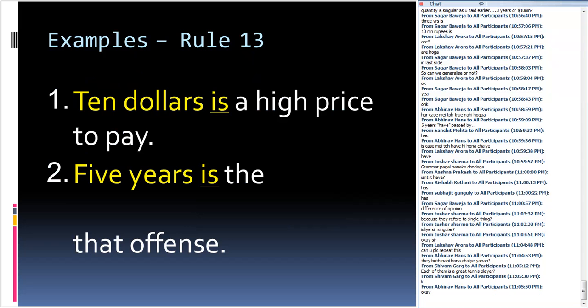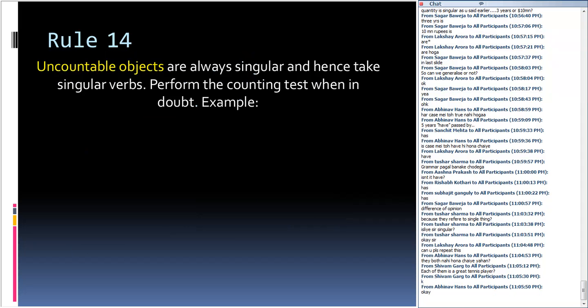Rule number 14. Things that are uncountable are always singular and therefore they always take singular verbs. Uncountable चीजें हमेशा singular होती हैं. Okay? If you do not know whether something is countable or uncountable, अगर इसमें problem है, then you should perform the counting test. मतलब उसको count करके देख लो. 1 2 3 4 ऐसे count करके देख लो. For example, money countable है या uncountable है, उसको count करके देख लो.